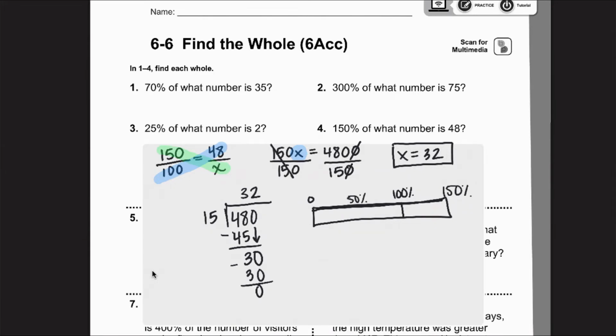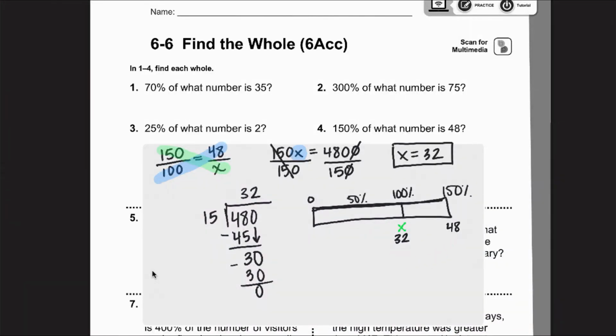Okay, we know from the beginning of the problem that at 150%, the answer is 48. What we were trying to figure out is what the answer is at 100%, and we found out that it is 32. Does that make sense, knowing that 150% is 48 and our answer here is 32? It is reasonable because it's smaller, right?